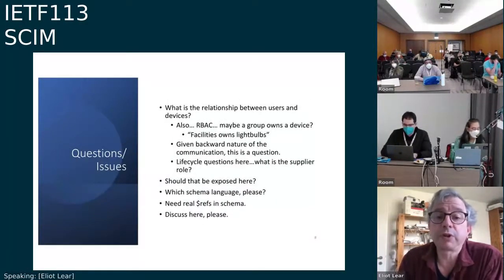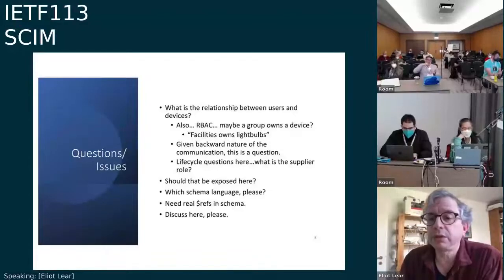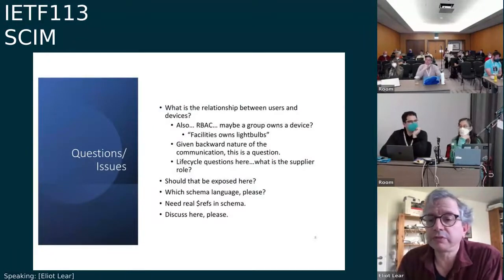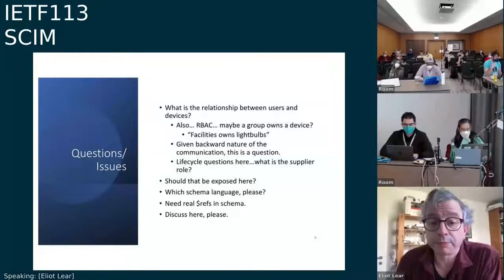So this raises a couple of questions, right? One question is, what is the relationship between users and devices then? Is there a notion of ownership here that has to be assigned? And owners certainly in the enterprise, devices will have owners or people who are responsible for these things, but it's not clear that the supplier has to actually be the one that sets that. And in fact, probably the supplier doesn't. But that doesn't mean there's no relationship.